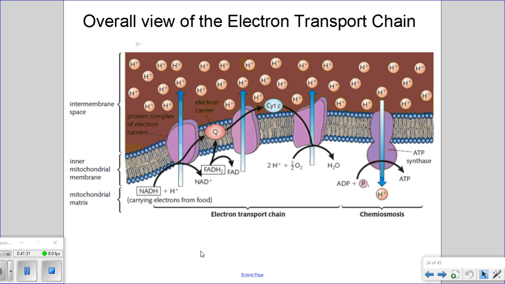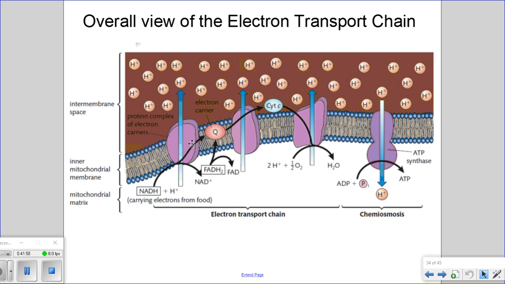So this diagram here provides an overview of the electron transport chain. Here we have our mitochondrial matrix, our intermembrane space, our inner mitochondrial membrane, and here are our various carrier proteins. Here we have NADH coming into the mitochondria and dropping off its electrons.